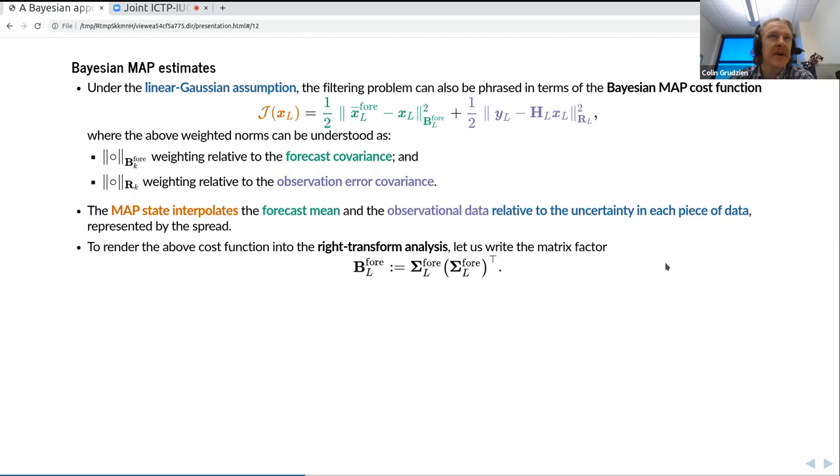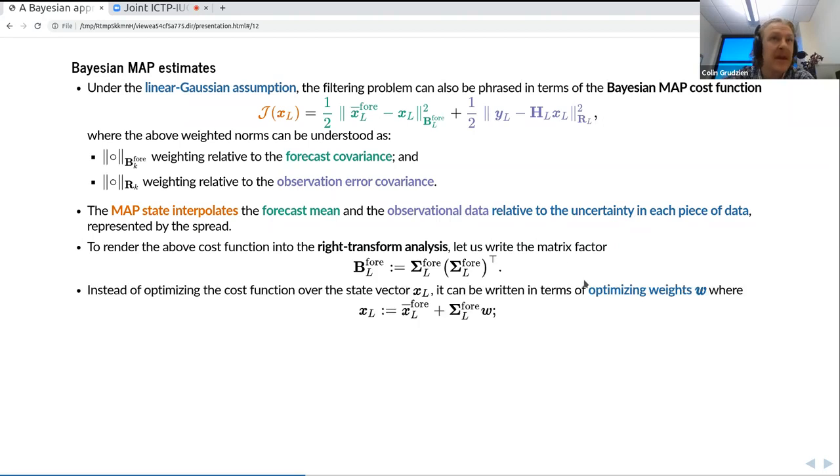And then to render this into the traditional form for a right transform analysis, we'll suppose that we can make a matrix factor decomposition of the forecast covariance into sigma, sigma transpose. Then instead of optimizing this cost function above over the state vector, we can optimize it in terms of a weight vector, where we write the model state as the deviation from the forecast mean, given by a combination of the columns of this matrix factor, where the weight vector gives the actual combination of the columns.